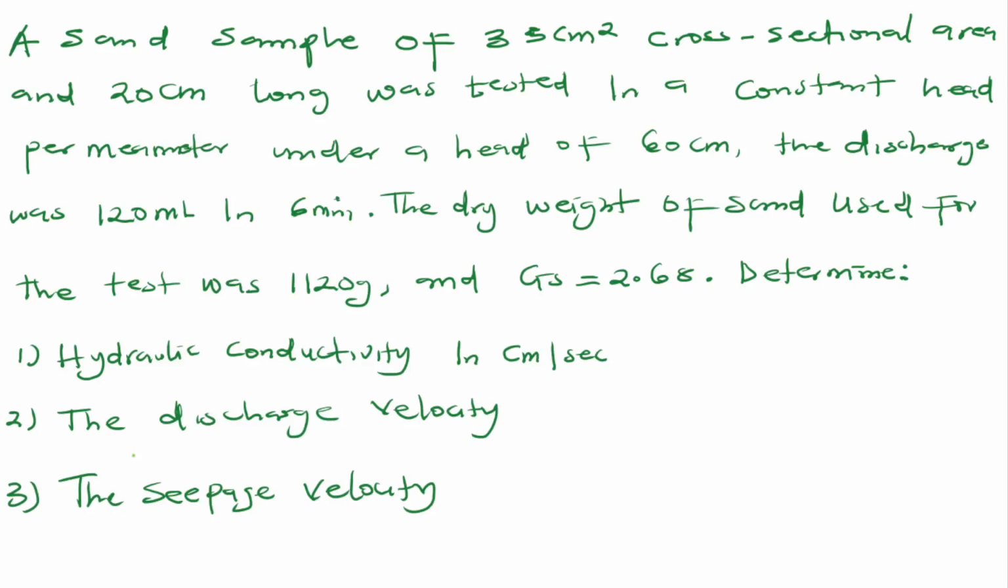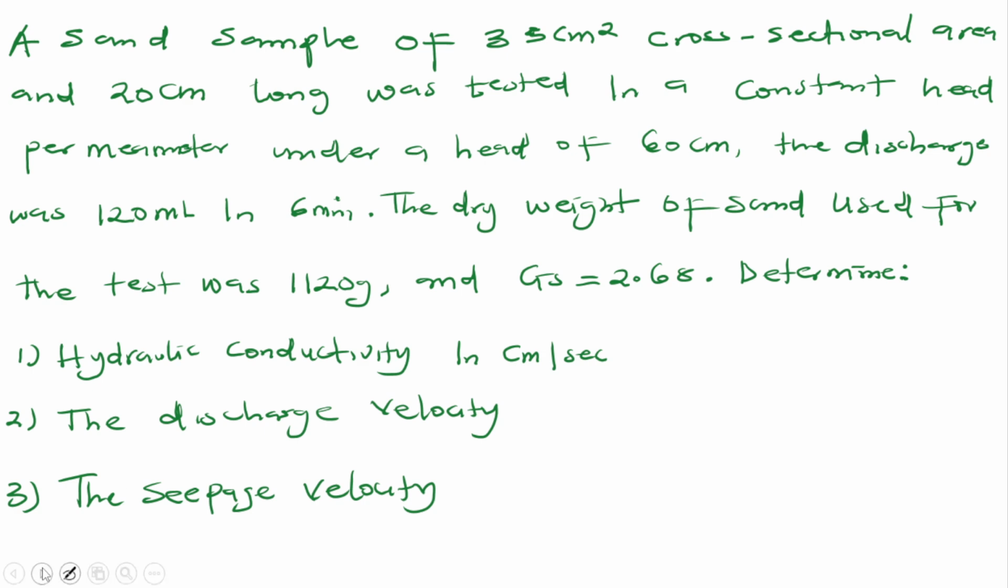Welcome. The question before us says a sand sample of 35 cm square cross-sectional area and 20 cm long was tested in a constant head permeameter under a head of 60 cm. The discharge was 120 milliliters in 6 minutes. The dry weight of the sand used for the test was 1,120 grams and Gs, which is our specific gravity, equals 2.68. It says determine hydraulic conductivity, the discharge velocity, and the seepage velocity.